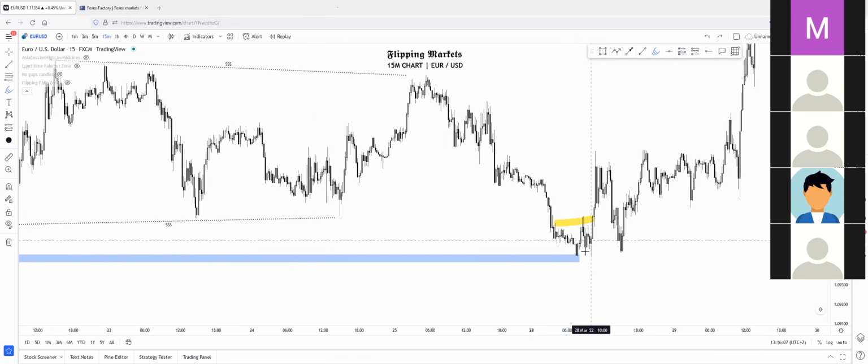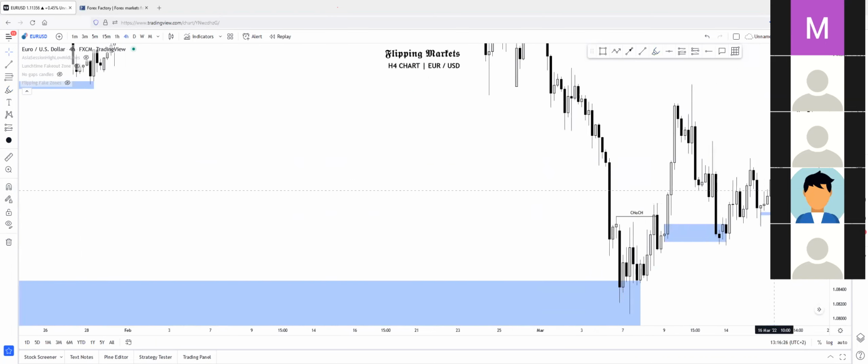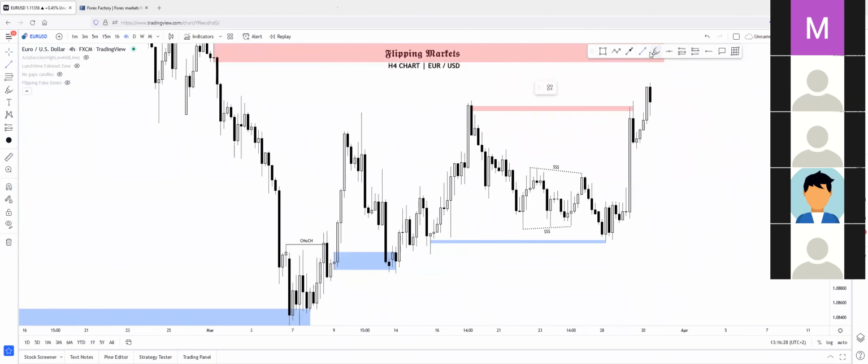Price tapped into the 15-minute zone, and this 15-minute zone has been confirmed on this movement on the 1-minute chart too. So in this region, price was bearish on the 1-minute chart, tapped into this 15-minute zone, created a 1-minute change of character right here, and the bullish trend has continued, as you can see. So once again, all of the time frames have been confirmed at this region.